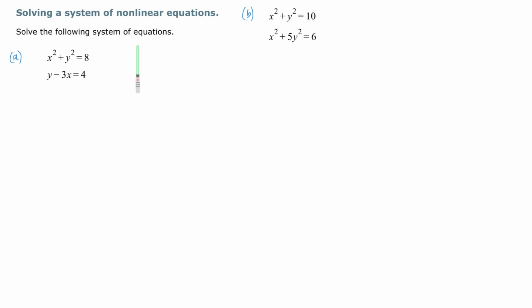Let's solve the following system of equations. There are 2 examples here, A and B. We'll go ahead and do example A. The first thing I'm going to do is actually label the equation. I'm going to call the first one equation 1 and the second one equation 2. Now the first one has a nonlinear equation and a linear equation. What we're going to do is take that linear equation, which is equation 2, we're going to sub 2 into 1.